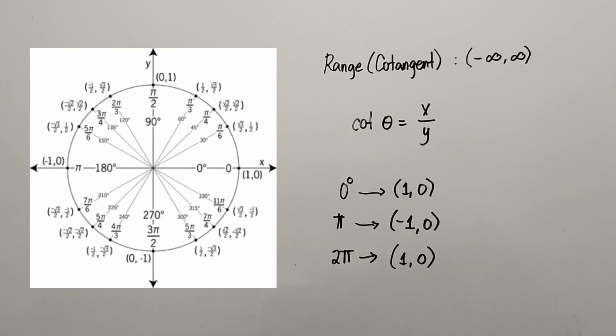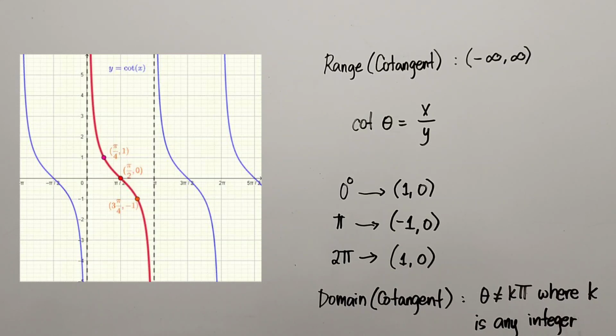Therefore, the domain is this. So theta should not be equal to k pi, where k is any integer.